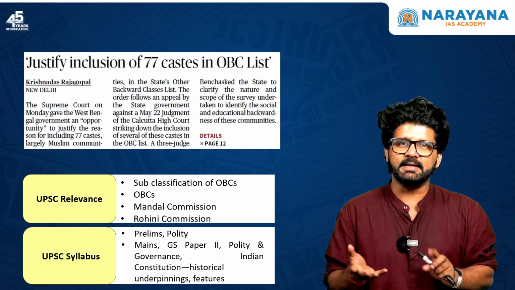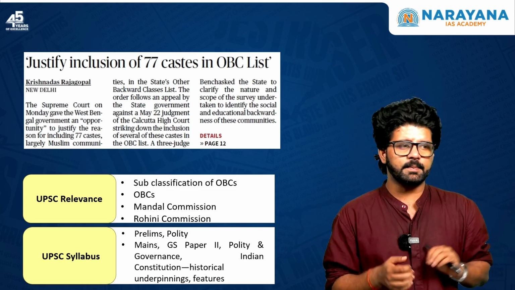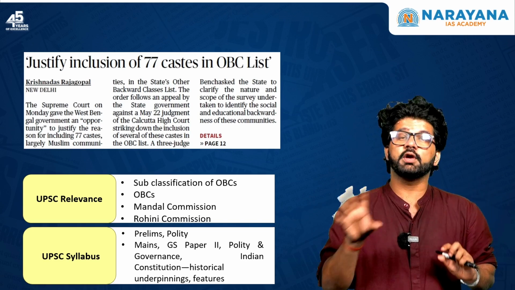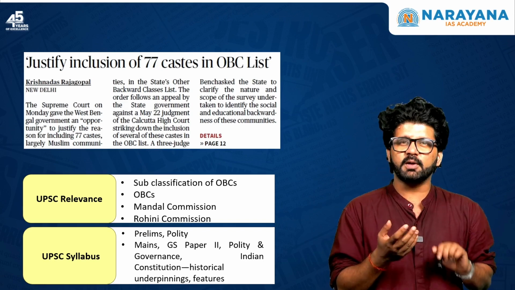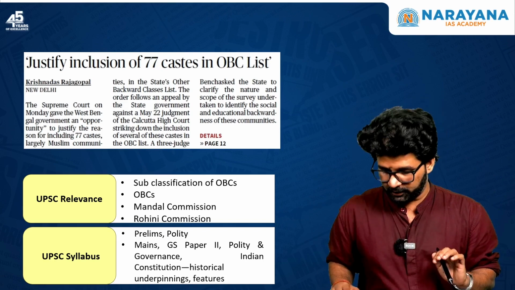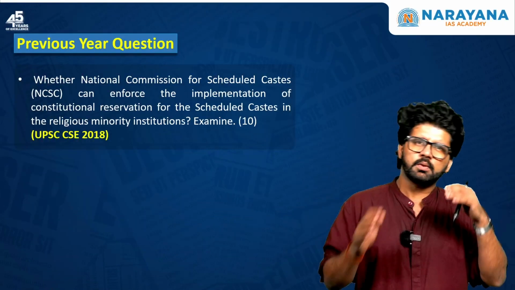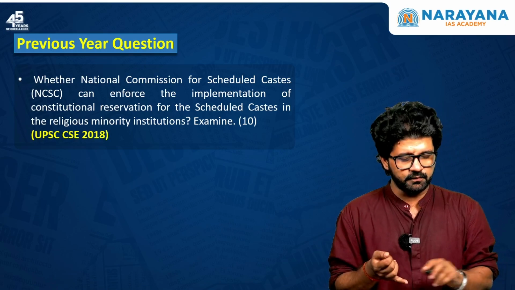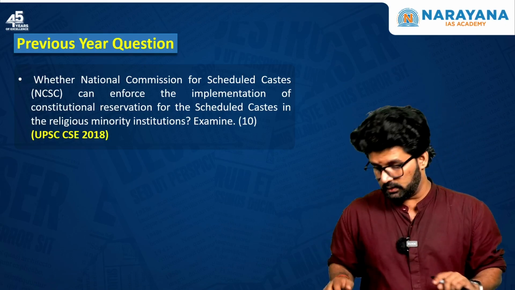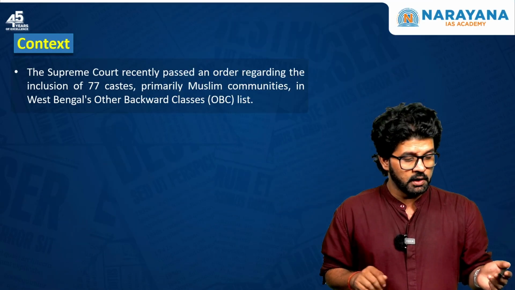What is the criteria? SC, ST, we have talked about it. Supreme Court judgment was there. Now here we'll be talking about the OBC list. The West Bengal government is in question in this particular article. Questions on NCST, National Commission for Scheduled Tribes, have been asked earlier in mains as well as prelims. So what is the context?